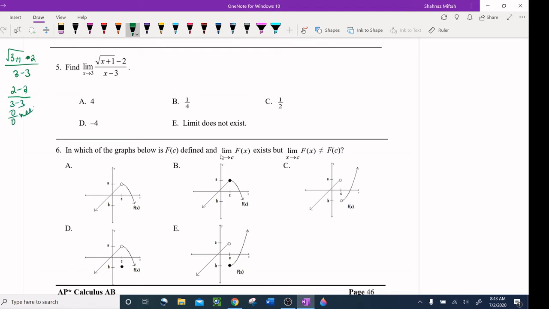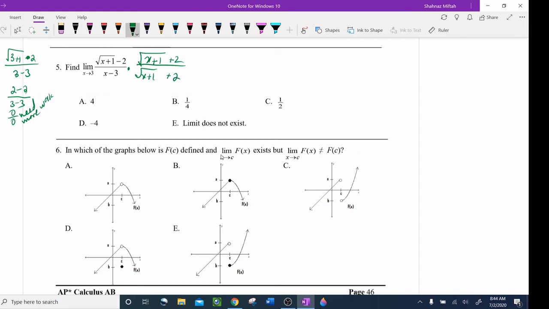We need more work. What is more work? Conjugate if you have a square root. Least common denominator, factors, common factor, distributive property. So since I have a square root, I'm going to do the conjugate. So times, conjugate means this sign you change to positive. Inside the square root you don't touch. So I have square root of x plus 1, plus 2, the same thing, square root of x plus 1, plus 2.